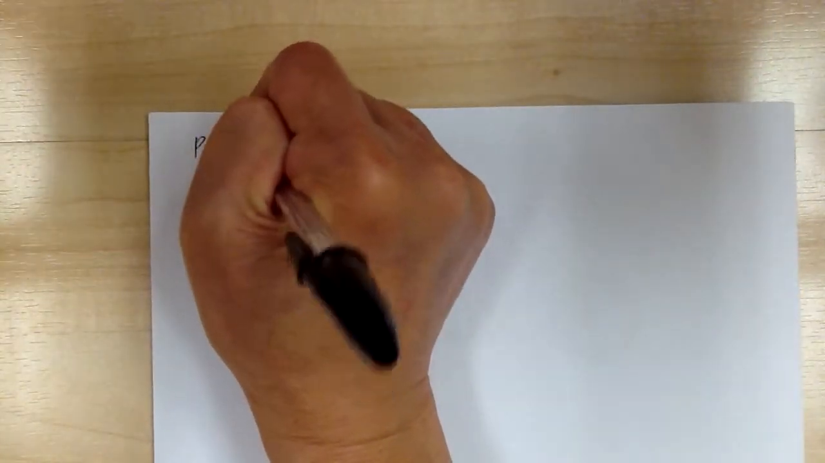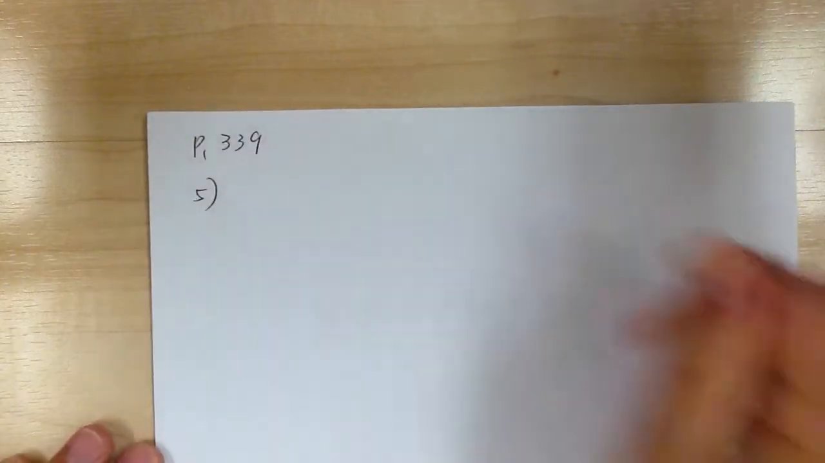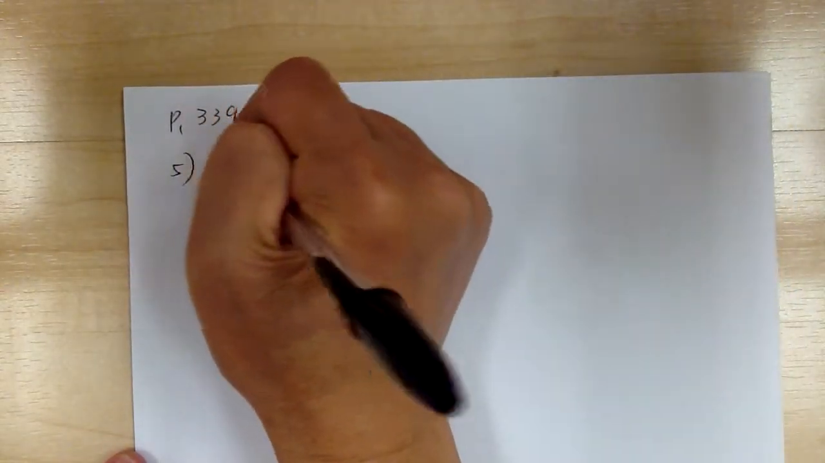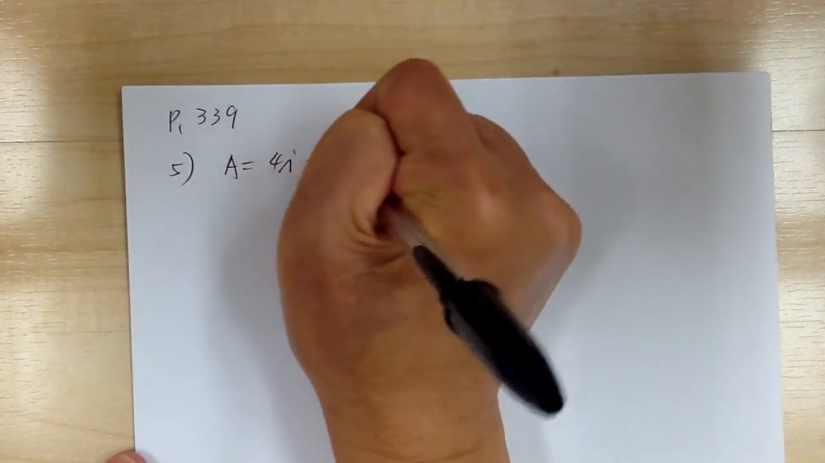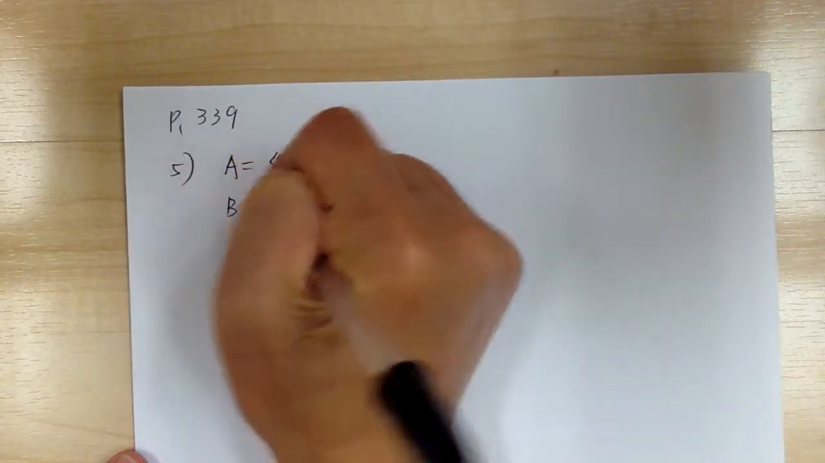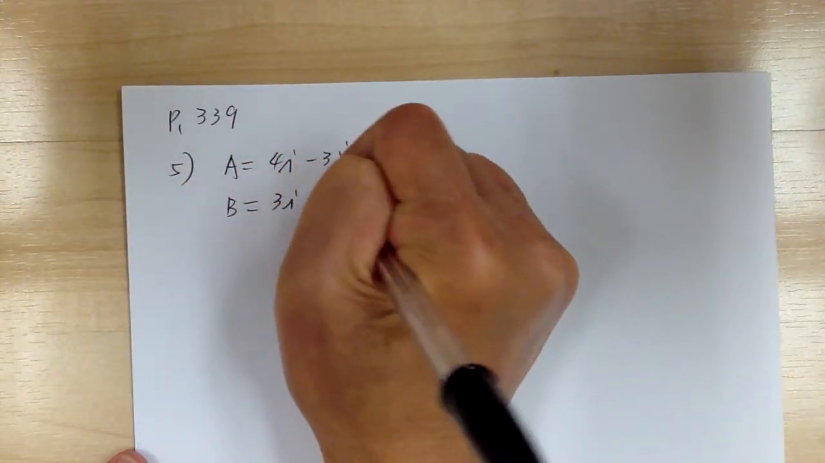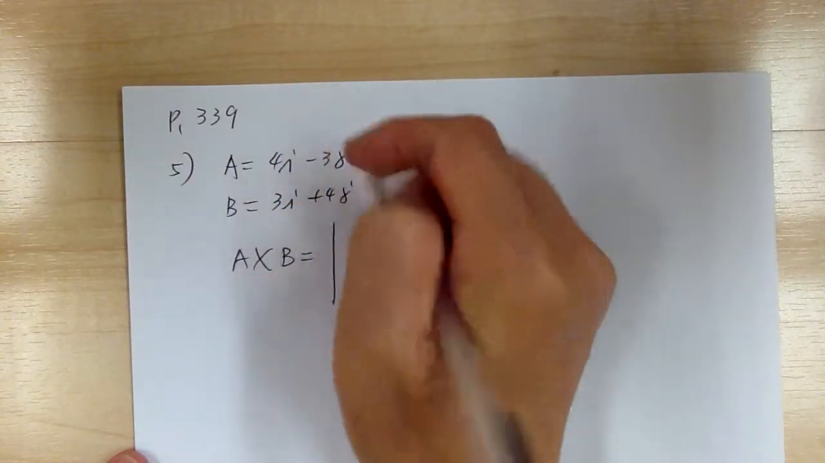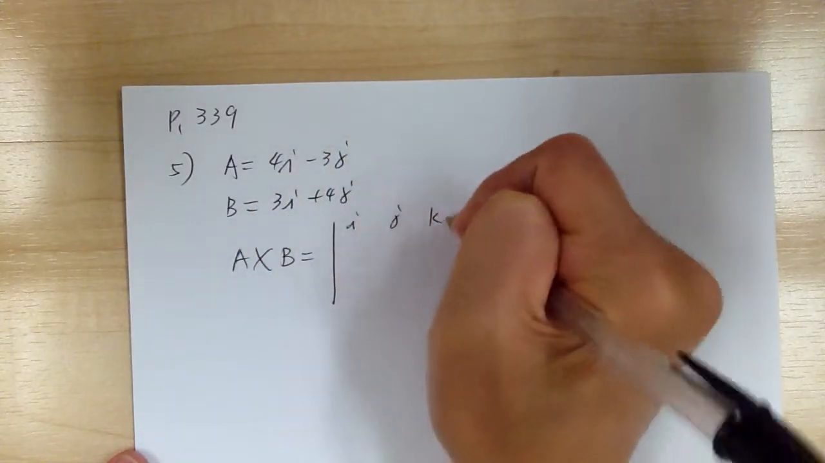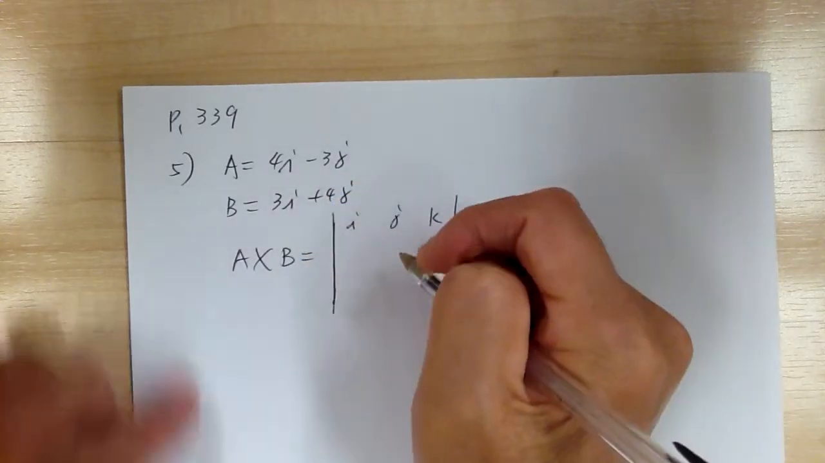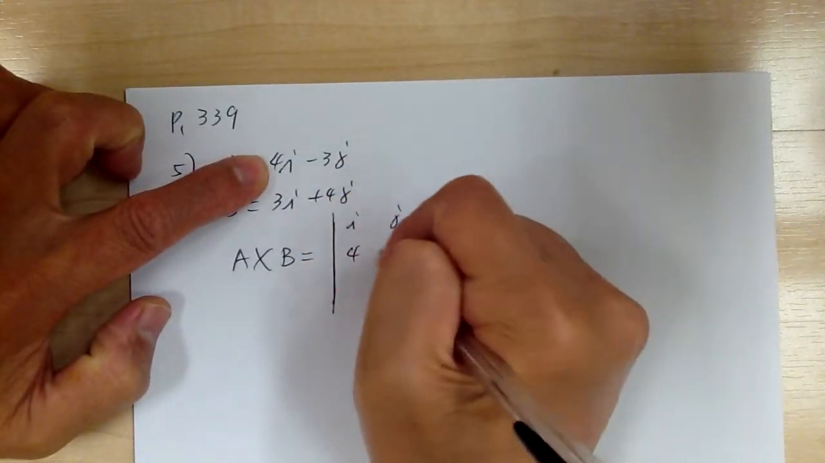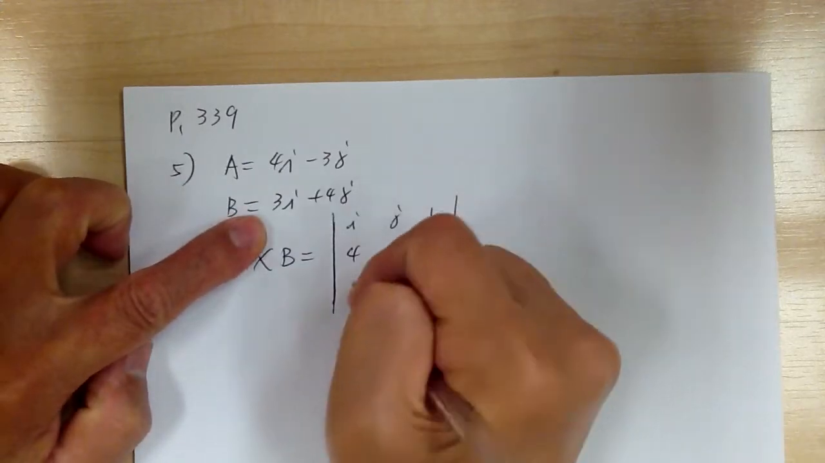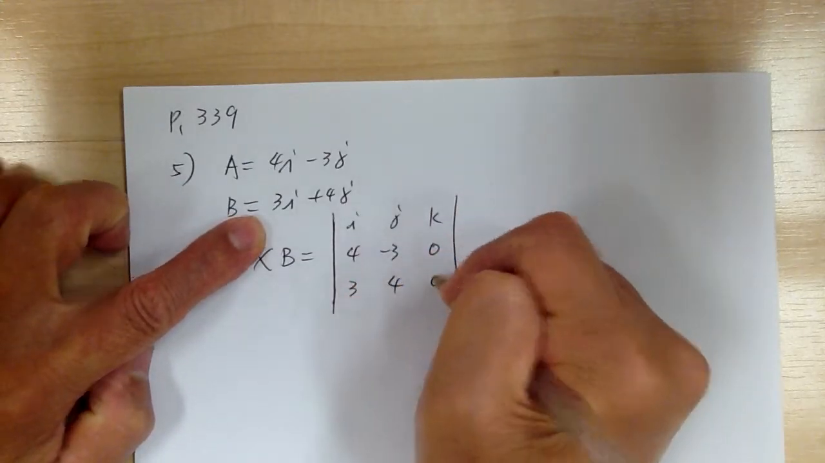Okay, let's do number 5. Number 5, vector A is 4i minus 3j. Vector B is 3i plus 4j. So A cross B equal to i, j, and k. And the A vector is 4, negative 3, 0. Vector B is 3, 4, 0.